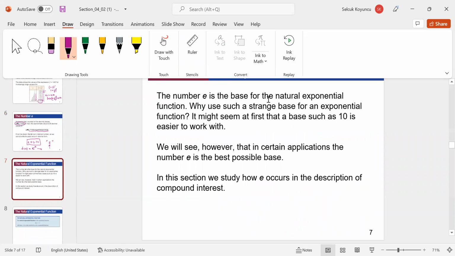Now, the number e is the base for the natural exponential function, we said. So why such a strange base for an exponential function? It might seem at first that a base such as 10 is easier to work with, but we will see that in certain applications, the number e is the best possible base. For instance, in compound interest, which is what we will talk about at the end.